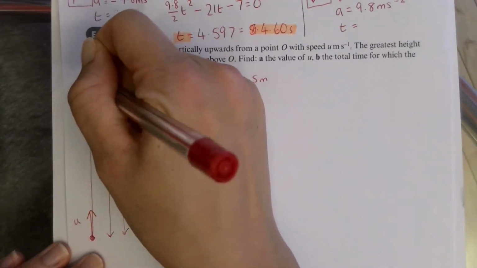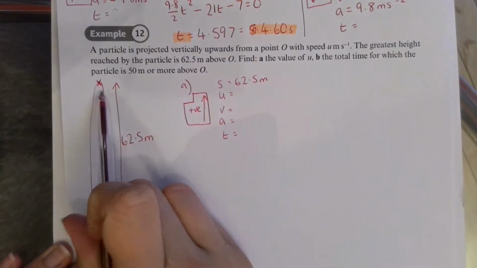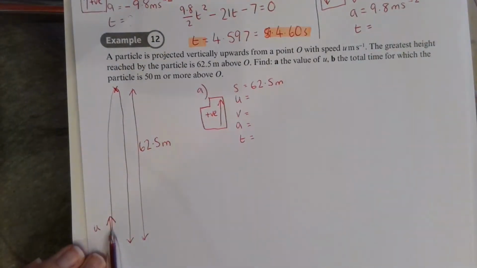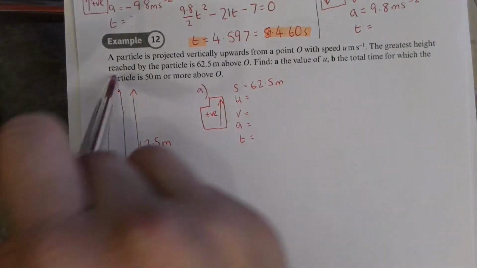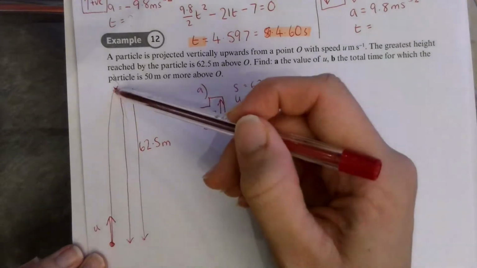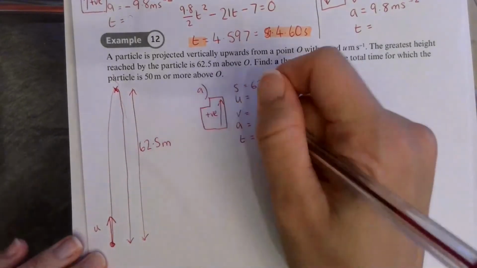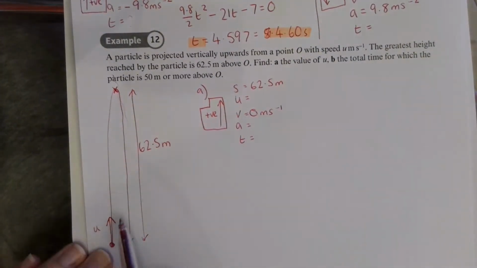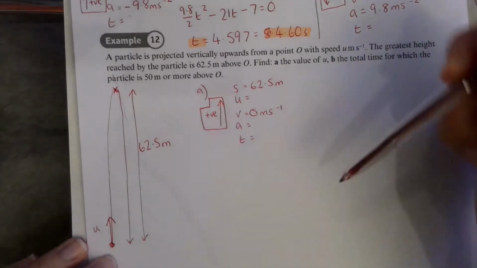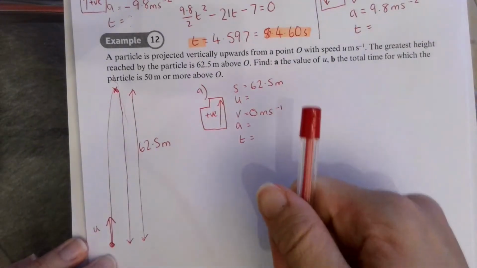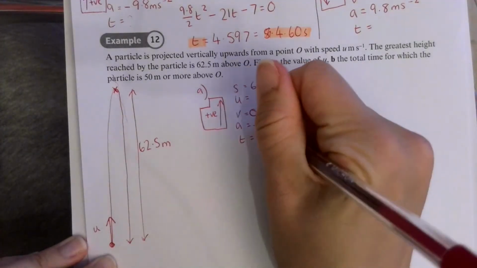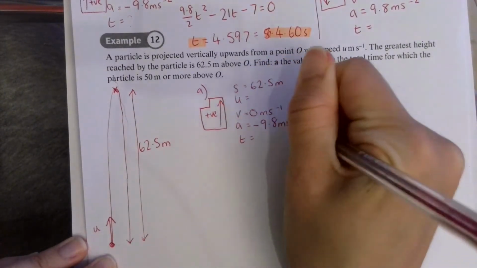Now at the very top, the velocity will be equal to 0. It's very similar to the question we did earlier, where we said at the maximum point the velocity is 0, because at that point the velocity switches from upwards to downwards. So at that instant at the top, the velocity is equal to 0 meters per second. And the acceleration is the acceleration due to gravity. That is 9.8 meters per second squared downwards, whereas I'm taking positive as upwards, so the acceleration is negative 9.8 meters per second squared.